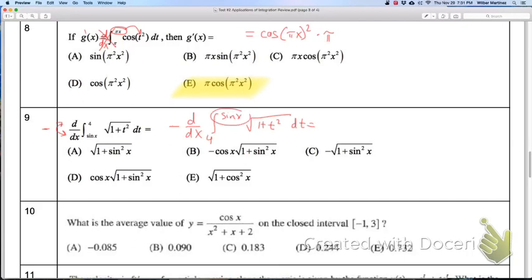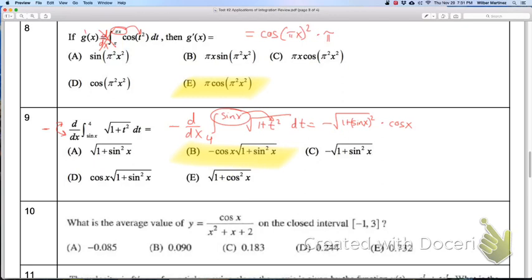And then we go back to the same thing. Plug in sine of x everywhere you see a t. So this is going to be the square root of 1 plus sine of x quantity squared. And then times the derivative of sine of x. And the derivative of sine of x is cosine of x. Oh, and don't forget about that negative in front. The negative from right here follows my answer as well. So this is negative cosine of x times the square root of 1 plus sine of x squared, which is answer choice B.